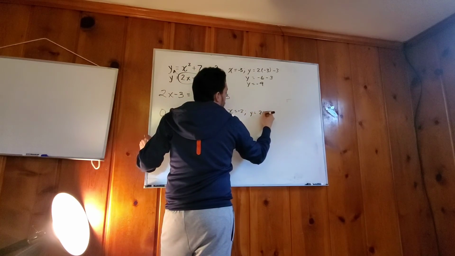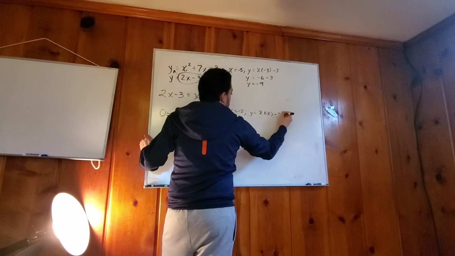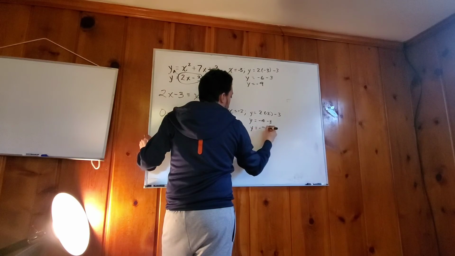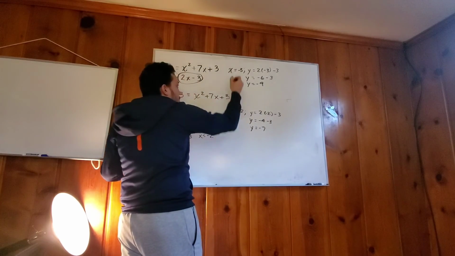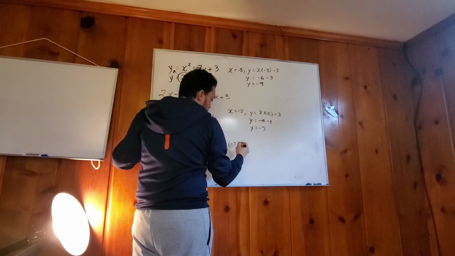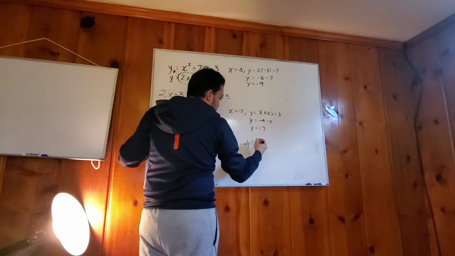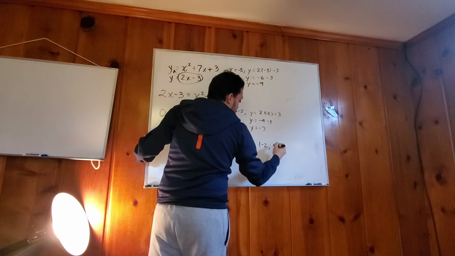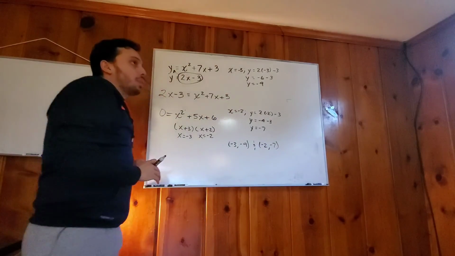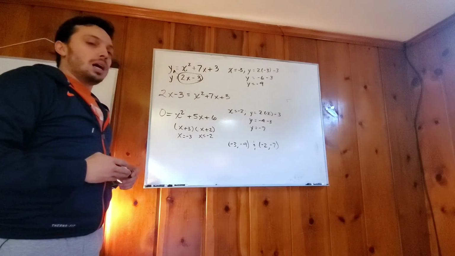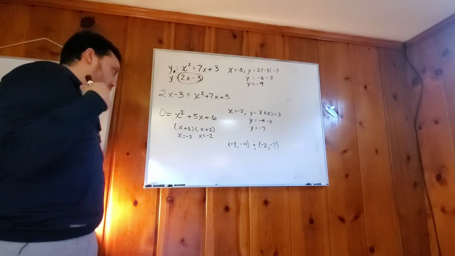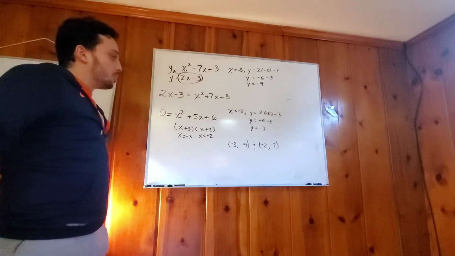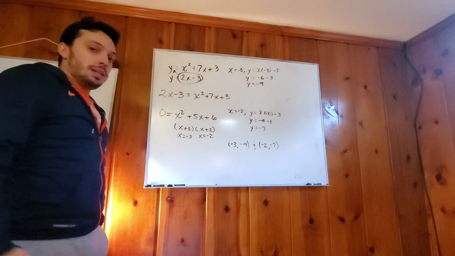Then we have x equals negative 2. Y equals 2 times negative 2 minus 3. Y equals negative 4 minus 3. Y equals negative 7. So I get 2 points, and my 2 points are (negative 3, negative 9) and (negative 2, negative 7). Bam. And I got my points for the system of equations. These are my answers, and that's it.